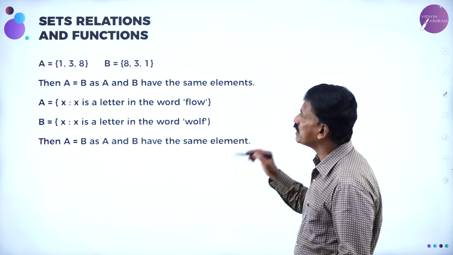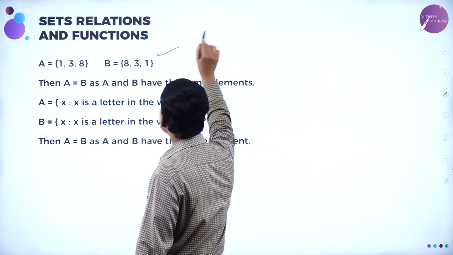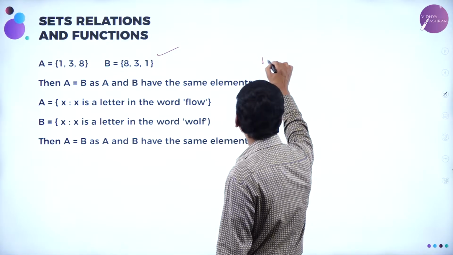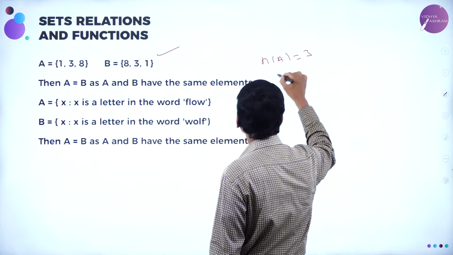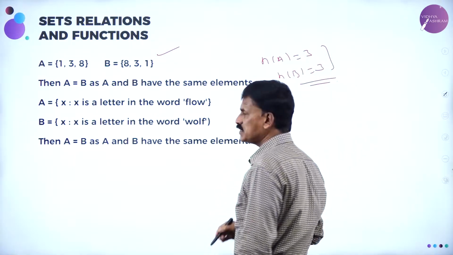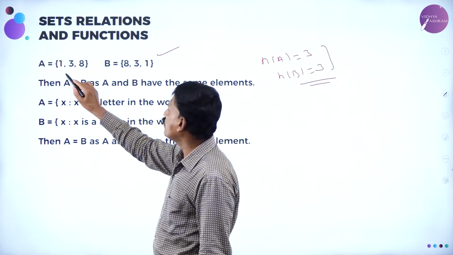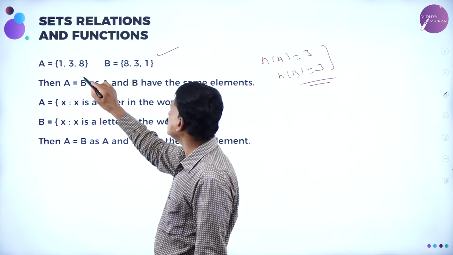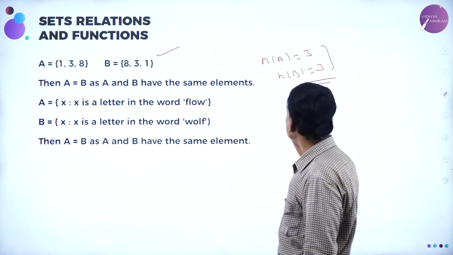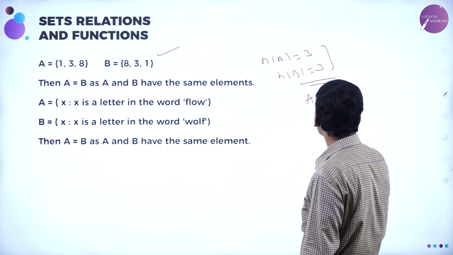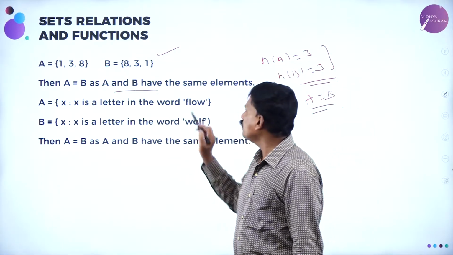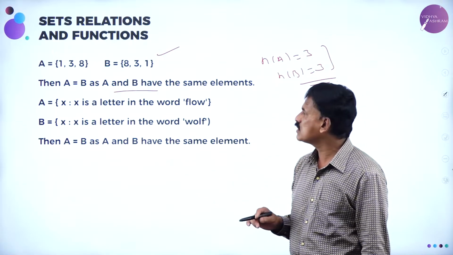If the cardinalities of both sets are equal and they have the same elements, then the sets are said to be equal. Now, let us take an example. If A is equal to {1, 3, 8} and B is equal to {8, 3, 1}. Here the number of elements in A is 3, and in B is also 3. The elements are also the same: 1, 3, 8. But the order is different. So, these two sets are said to be equal, denoted as A is equal to B.